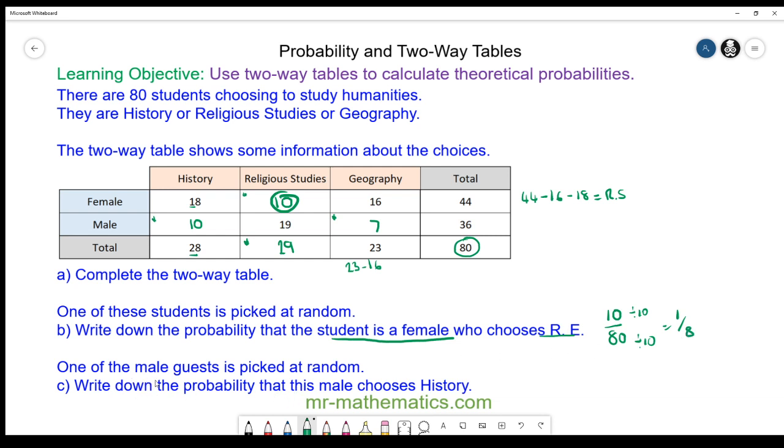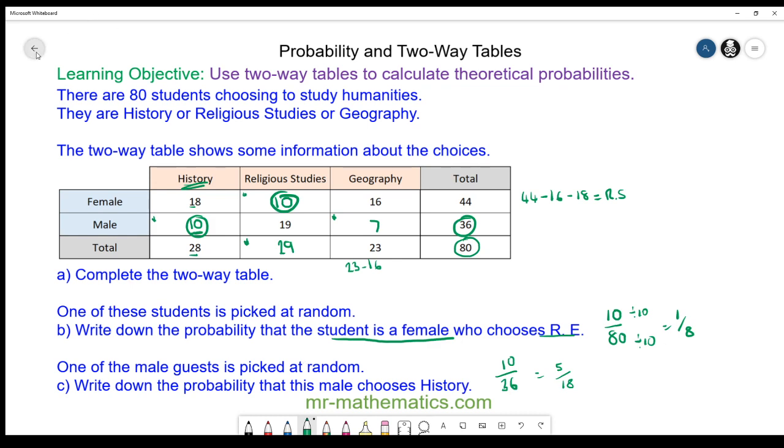One of the male guests is picked at random. So now we're looking at the total male. So out of 36, what is the probability that this male chooses history? And that will be 10, because there are 10 history here. And we can simplify that fraction to make 5/18.